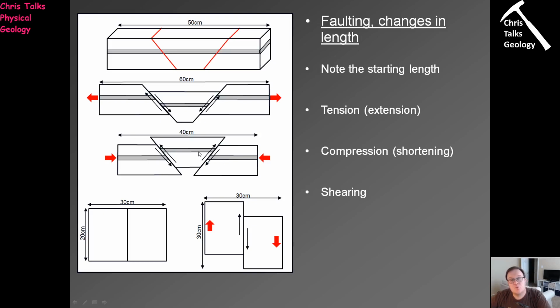Okay. Once again, by doing this, what have we done? Well, we've taken a block of rock that was originally 50 centimeters in length, and we've turned it into a block which is now 40 centimeters in length. So we've accommodated the compression essentially by allowing the rock to behave in a brittle fashion, just as we want it to.